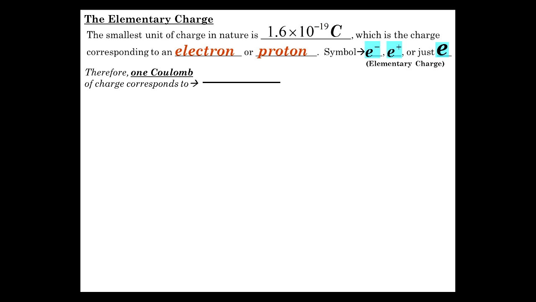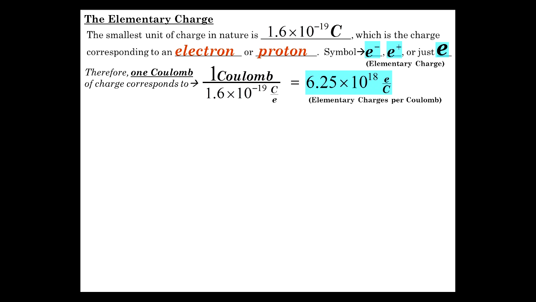Now, this is a very small fraction of a coulomb. It's this many coulombs, the elementary charge. So an entire coulomb requires a whole bunch of charges, namely the inverse of that number. So 1 coulomb is 1 over 1.6 times 10 to the negative 19 coulombs per elementary charge. And what does that give us? It gives us the number of elementary charges per coulomb, which is 6.25 times 10 to the 18 elementary charges per coulomb.